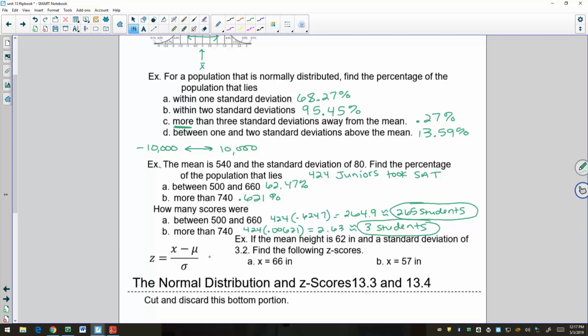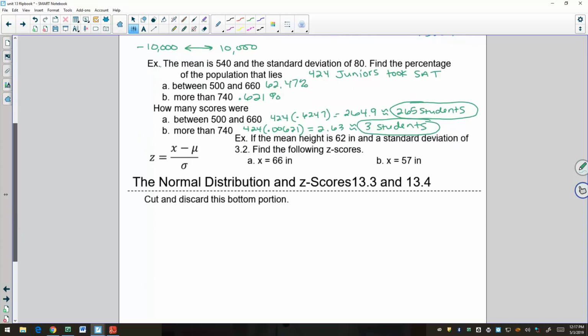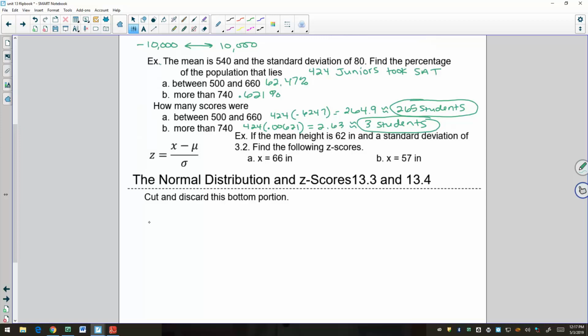It's the Z-score. Now, let me explain what the Z-score is measuring really quickly, and I'm going to write it down here. Hopefully you have room somewhere on this page to write this. The Z-score is measuring how many standard deviations that particular data point is away from the mean. So write this down.